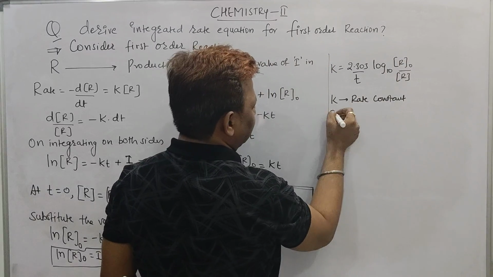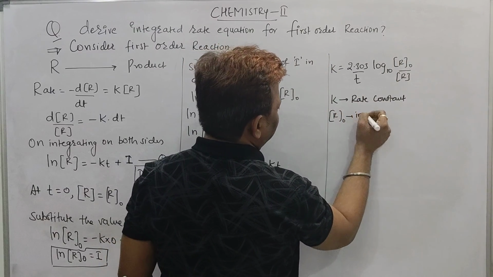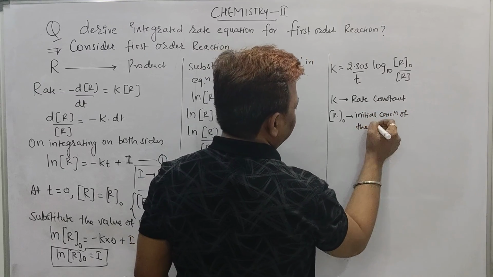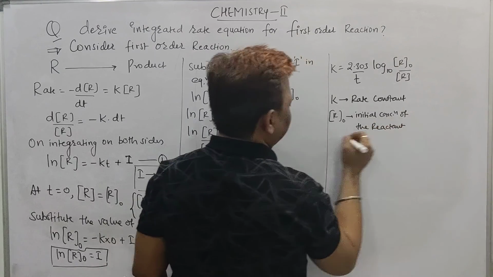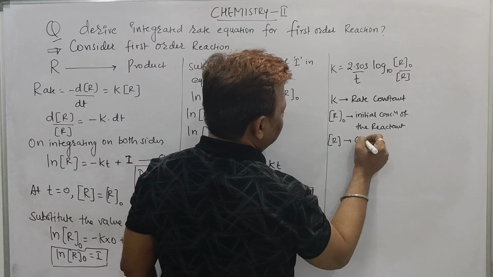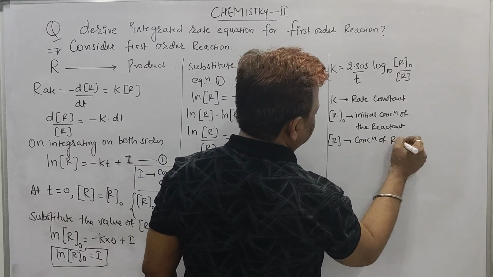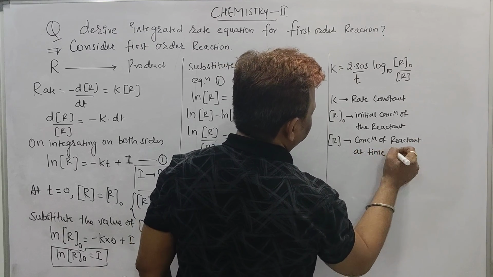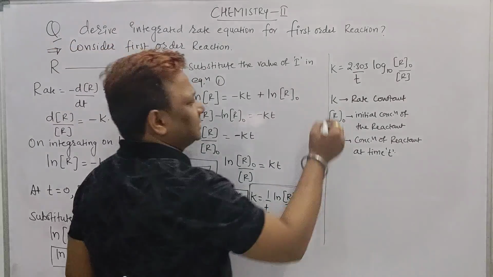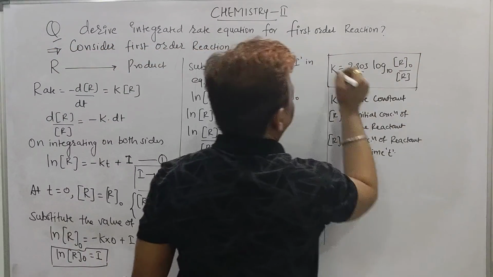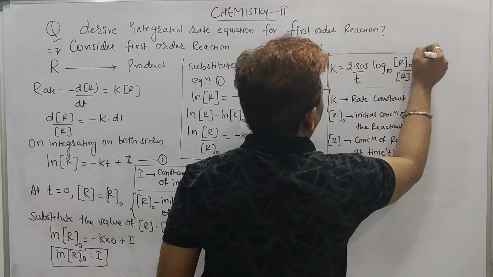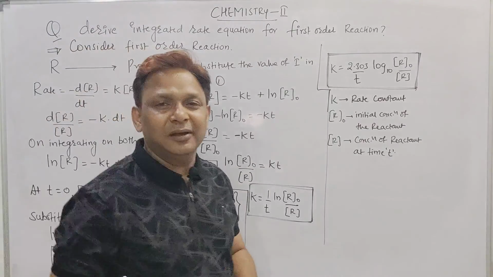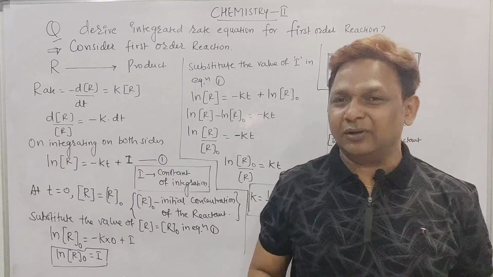Right? What does the concentration of R naught indicate? Sir, it is the initial concentration. Beta, it is the initial concentration of the reactant. And what is your R here, beta? R is the concentration of the reactant at time t, meaning a particular time t. So the equation which we got here is the integrated rate equation for first order kinetics. Once again I will repeat, beta, how to score the 4 marks for this simple question.